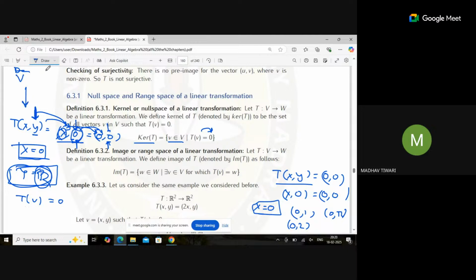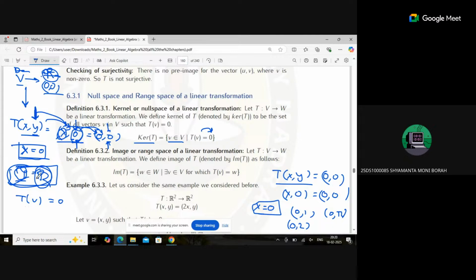We are not talking about the codomain. Inside the range space, we are just checking how many of these vectors are colliding with the zero vector, having the image as the zero vector. So we got that all the points where x is zero will collide with this one. We are not constrained over y values, so y is a free variable.